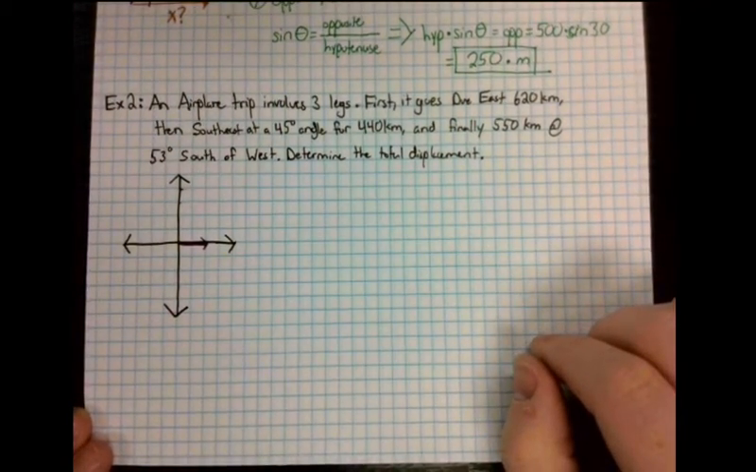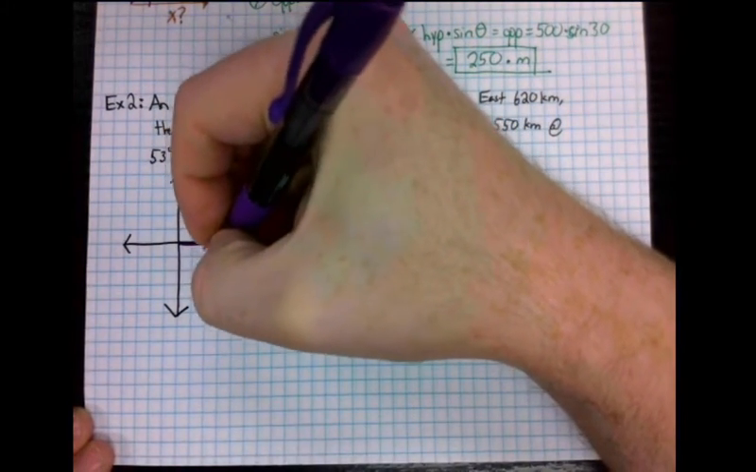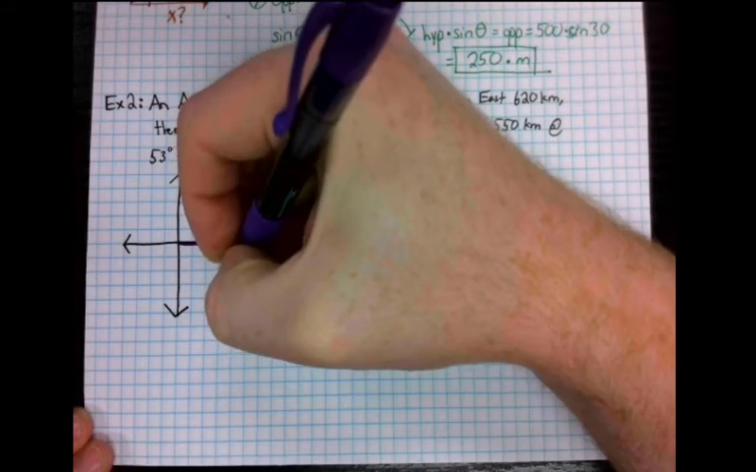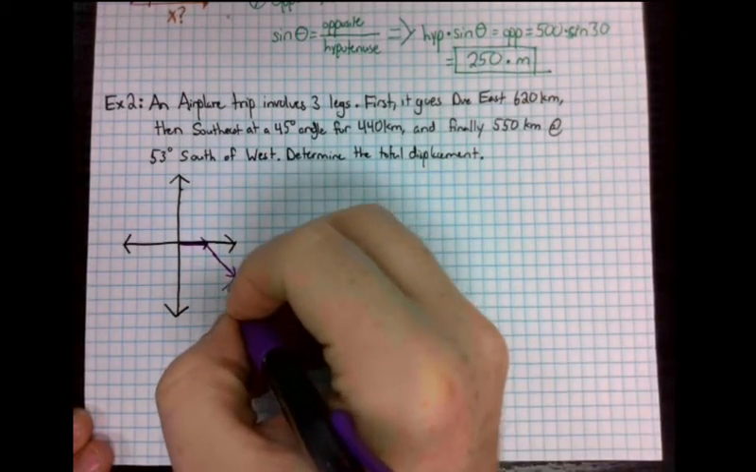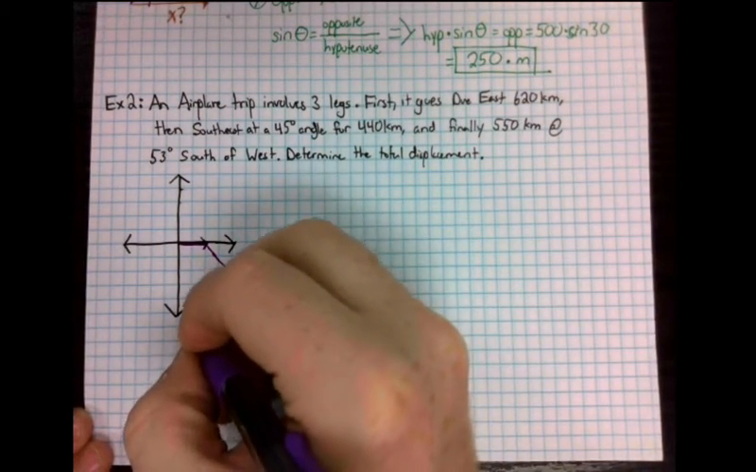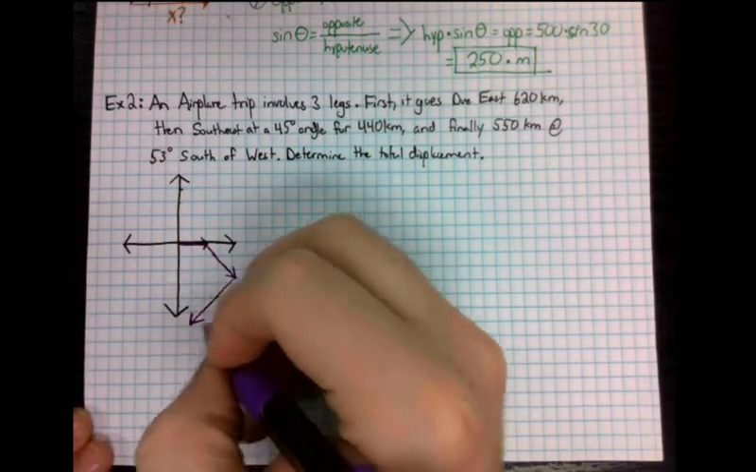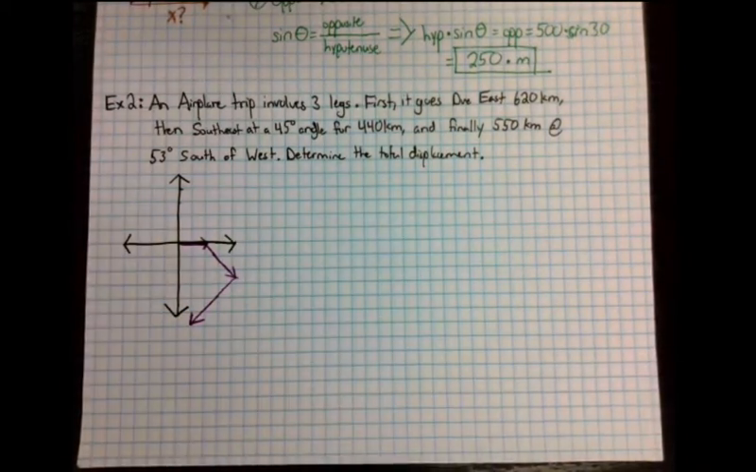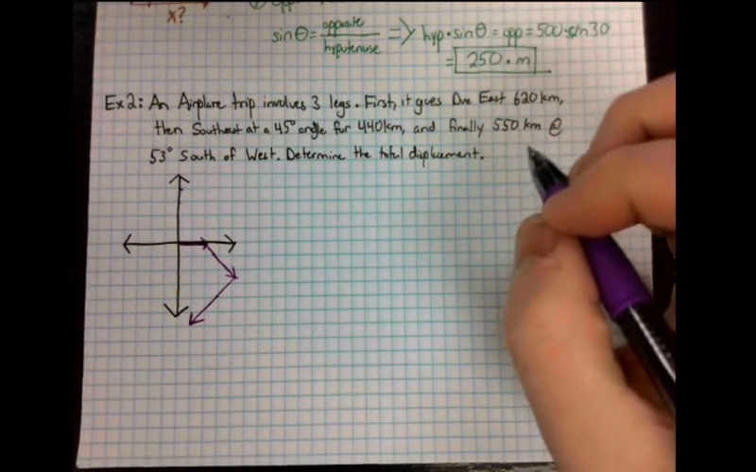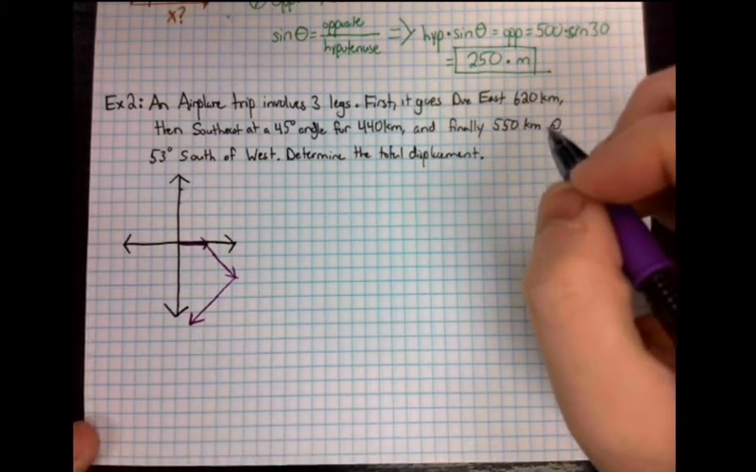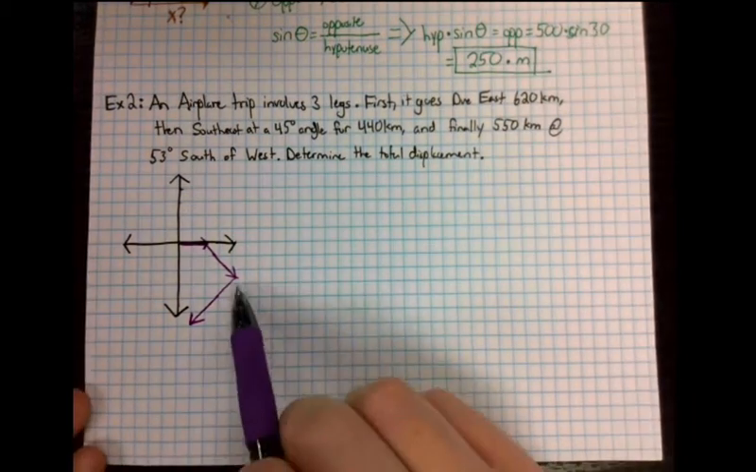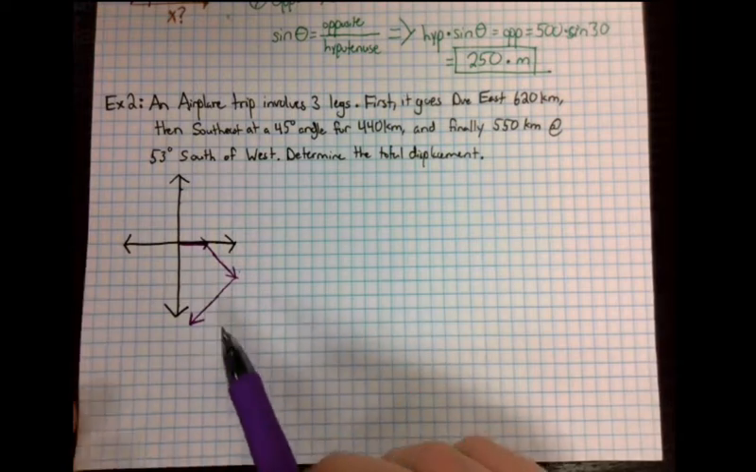Then it's going to go southeast. And then it's going to go southwest. So there's our three components. And we're going to split each one of them apart from each other. So that way we can determine information and the components of all of these pieces, and then we can eventually add them together.